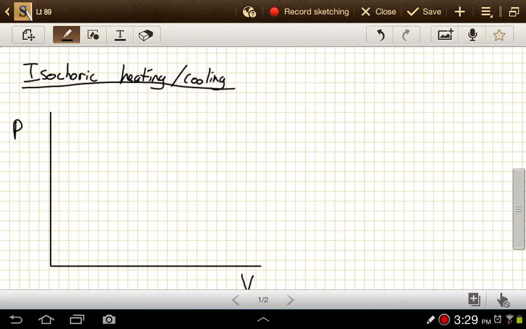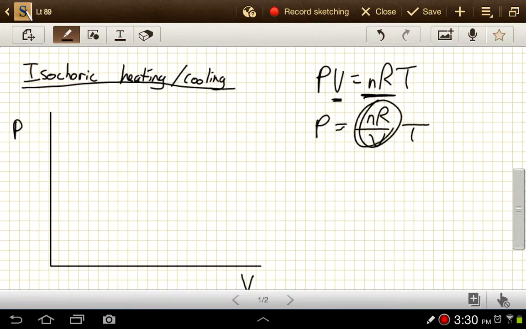Isochoric is a process where volume does not change. So PV equals nRT. Isochoric is kind of a specialized term for this. You might just see this described as a constant volume heating or cooling, or an isovolumetric heating or cooling, are other terms that people use with these. So here the volume is constant, and n and R are constant. So if we rearrange this, P is equal to nR over V times T, where this is just some constant, so pressure and temperature are directly related.